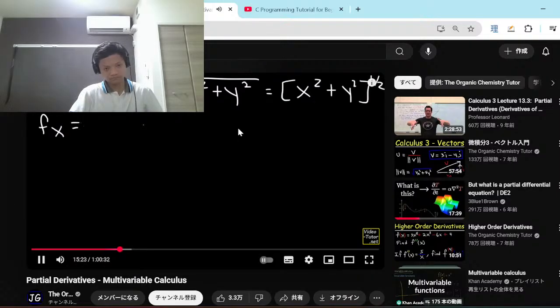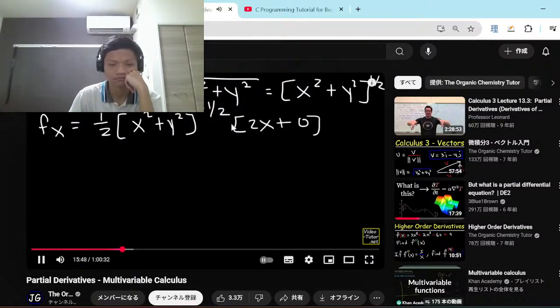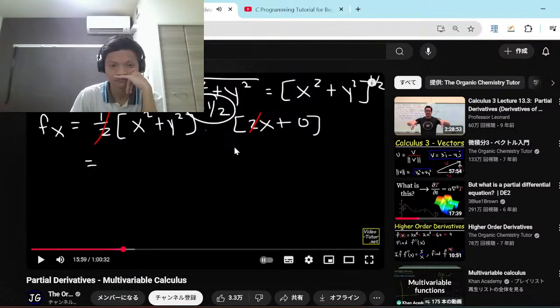So let's find the partial derivative with respect to x. So we need to bring 1 half to the front. We're going to keep everything on the inside the same. So basically, we need to lower the exponent. Now 1 half minus 1, that's negative 1 half. And now we need to find the derivative of the inside function with respect to x. The derivative of x squared is 2x. And for y squared, we can treat that as a constant, so that's 0. 1 half times 2 is 1. So therefore, the final answer, you can also bring this down because it's negative 1 half.